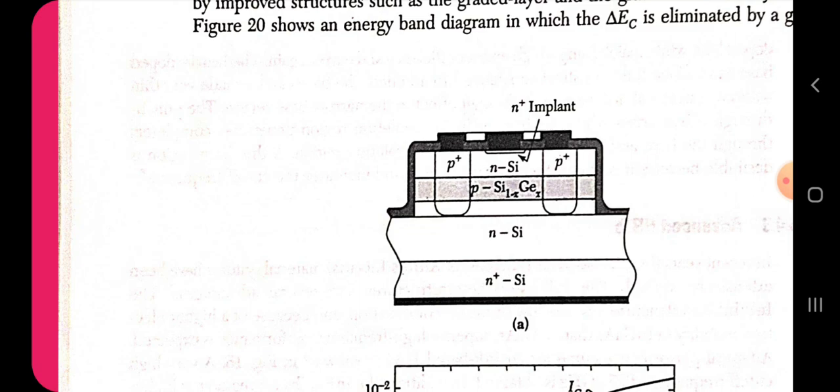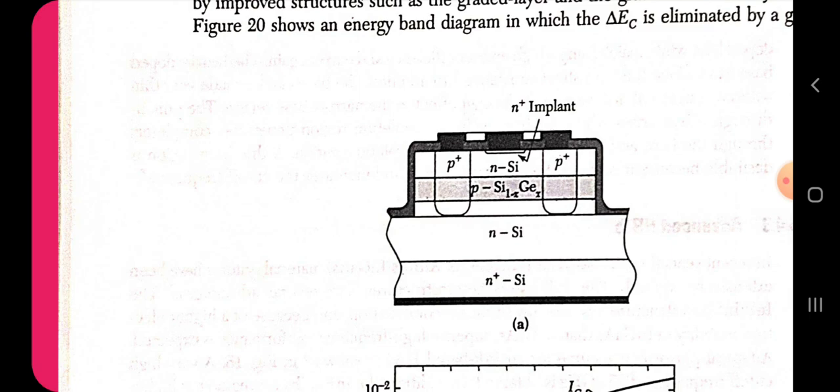The conduction band discontinuity delta Ec is shown. This is not desirable since the discontinuity will make it necessary for the carriers in the heterojunction to transport by means of thermionic emission across a barrier or by tunneling through it. Therefore, the emitter efficiency and the collector current will suffer. The problems can be alleviated by improved structures such as the graded layer and the graded base heterojunctions.